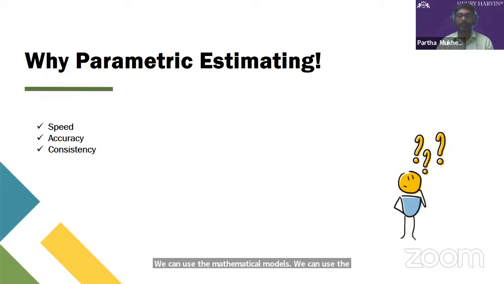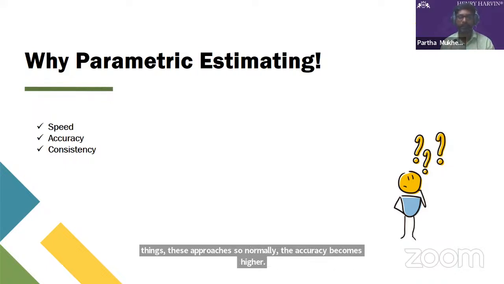Previously, in analogous estimations, what we did was just take the reference, nothing else, and directly give an input. But in parametric, what are we doing? We are doing the estimation based on parameters, right? And when we are setting the parameters, definitely we are taking the historical information. Still, we are using mathematical calculations and some other statistical things. So when we prepare estimates using these approaches, normally the accuracy becomes higher when we compare it with the analogous estimation technique.